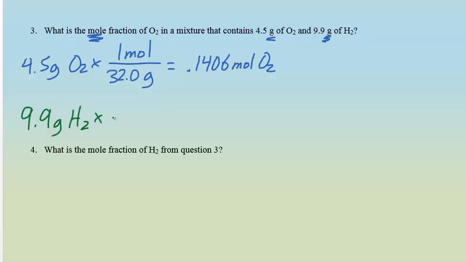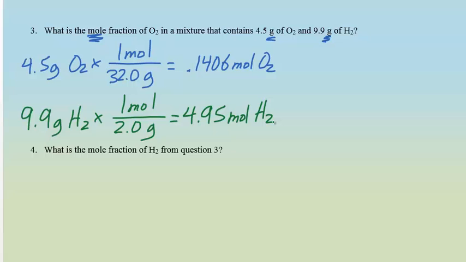Moving on to our hydrogen, we start off with 9.9 grams of hydrogen. Again, that's H2, not just H, so the molar mass of H2 is 2, not just 1. So for every mole of H2 you get 2 grams. That converts to 4.95 moles of H2.